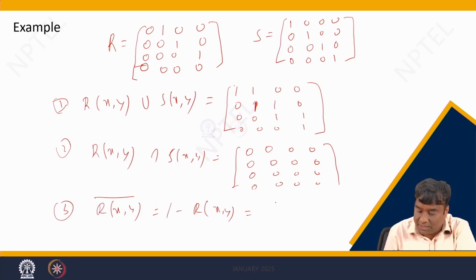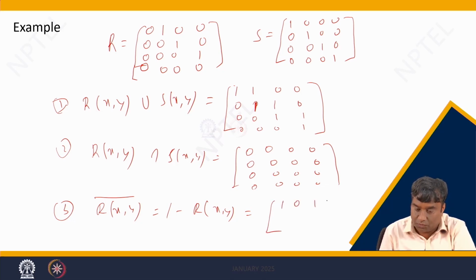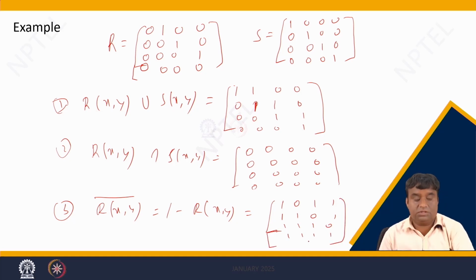So here you will get 1, 0, 1, 1, 1, 1, 0, 1, 1, 1, 1, 0, 1, 1, 1, 1. So this is the example of the union, intersection, complement of fuzzy relations.